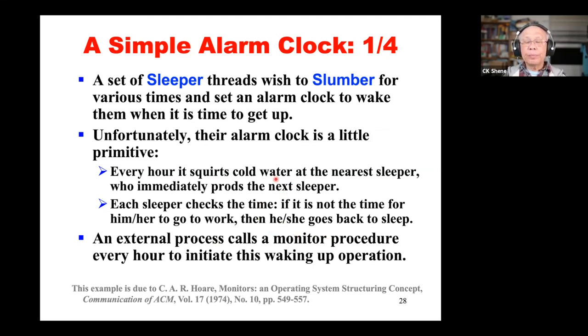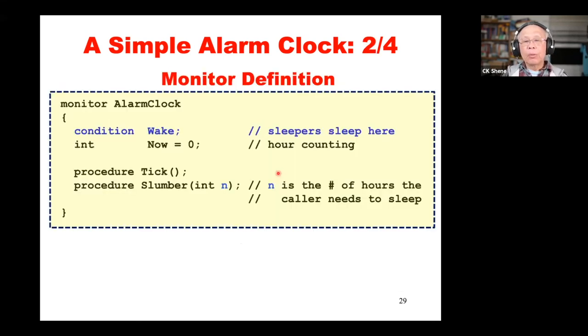Okay, when it calls, the clock inside the monitor is increased by one, and then pours cold water on the nearest sleeper. And that sleeper wakes up, and then prods his neighbor and checks to see whether it is time for me to go to work. If not, then sleep again. So let's say we define the monitor we call alarm clock, and we have a condition variable wake, and a clock value now, initially zero. And we have two monitor procedures, tick and slumber.